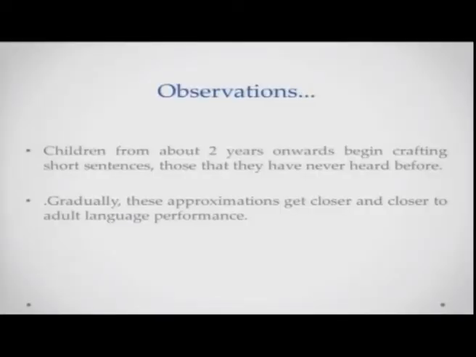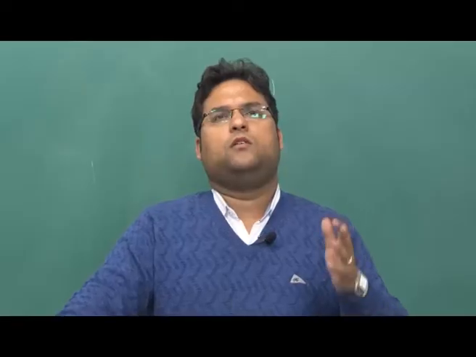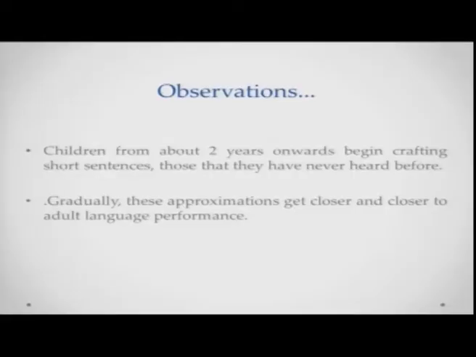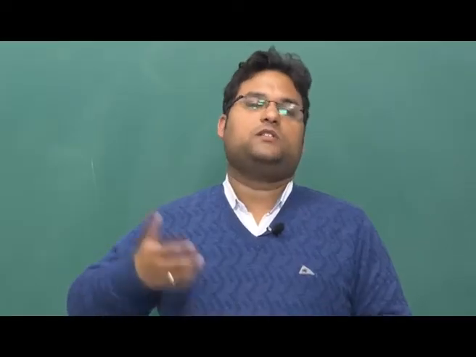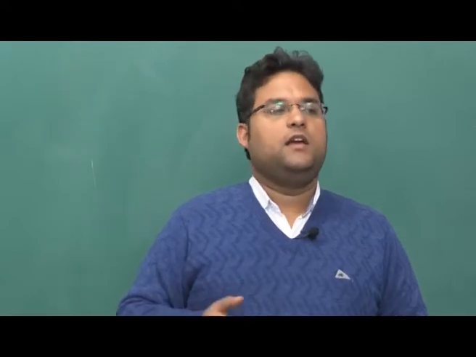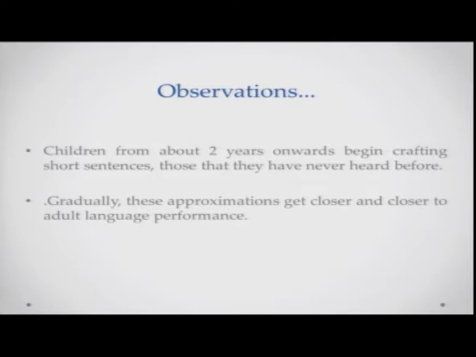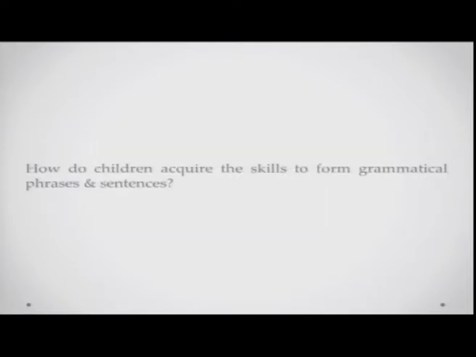Children from about 2 years onwards begin crafting shorter sentences, those that have never been heard before. They start coming up with telegraphic speech, like "I want apple." You will see 2, 3, 4-year-old children are most talkative because they are actually practicing. This talking so much, this repeating of sentences again and again, leads to an approximation that gets closer and closer to adult language performance. So, children are learning while doing, that's a common phrase nowadays.